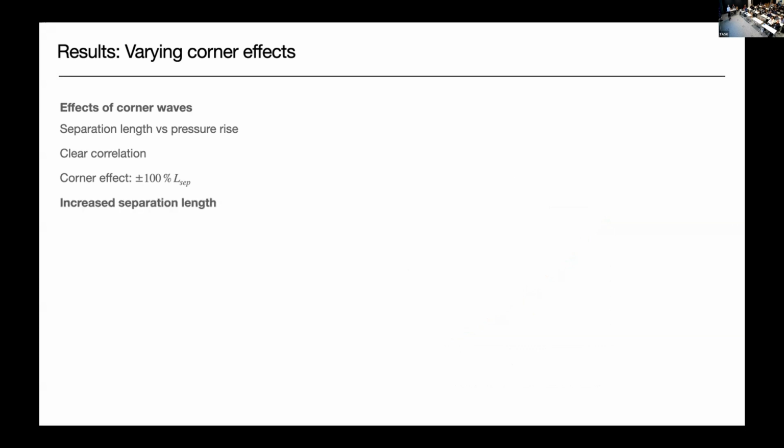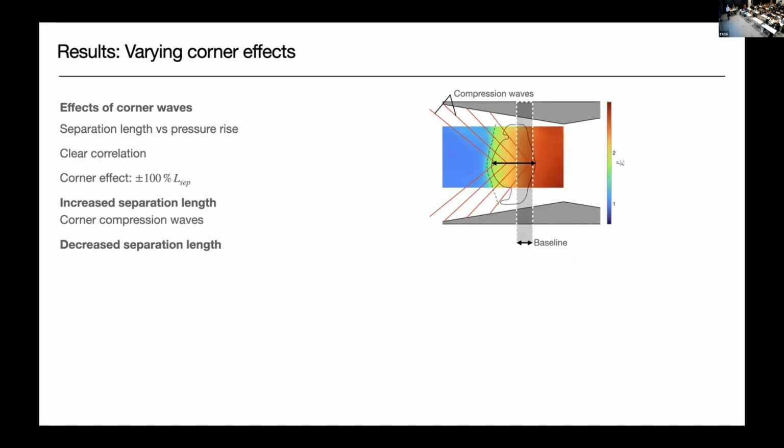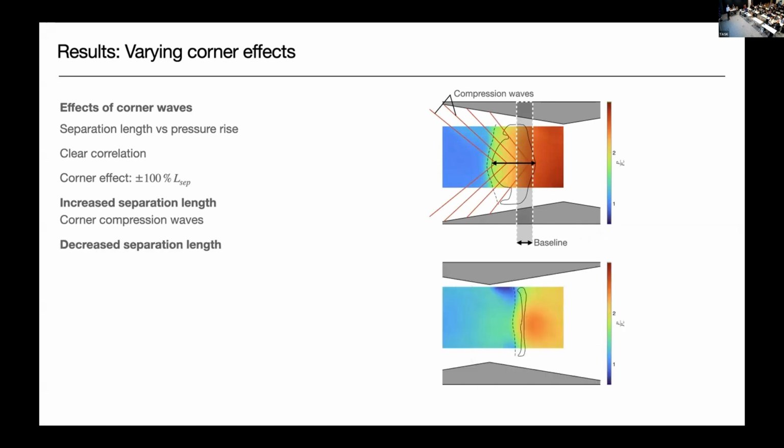If we look at the case where we had this increased separation length, so this was the case with the maximum separation length, and compare that to the baseline separation. In this case, as I briefly mentioned, we have compression waves which are arriving over the interaction, okay? Whereas in the smallest separation length case, we had expansion waves arriving over the interaction. Okay, so it's important what kind of waves you have arriving over your interaction length.